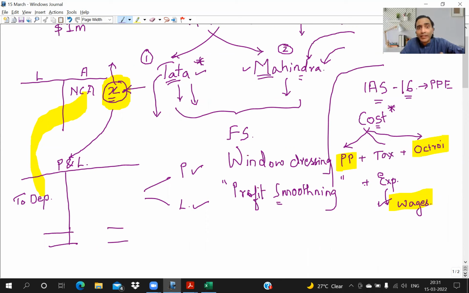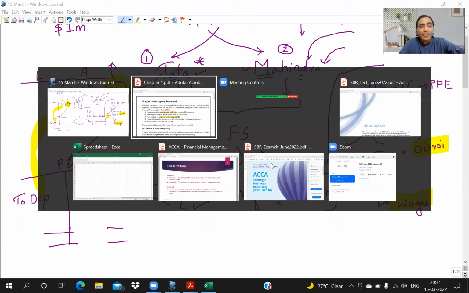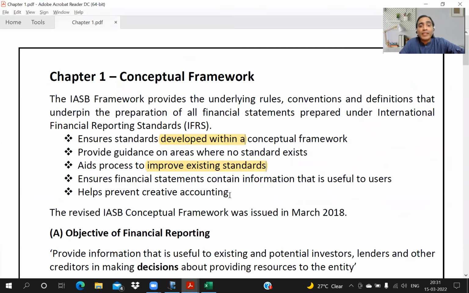They are not accountants, right? They will believe what is shown to them. They will blindly say, okay, the high profit, so let us invest. So such type of creative accounting practices needs to be actively discouraged. Okay, and that is where the framework comes into picture.